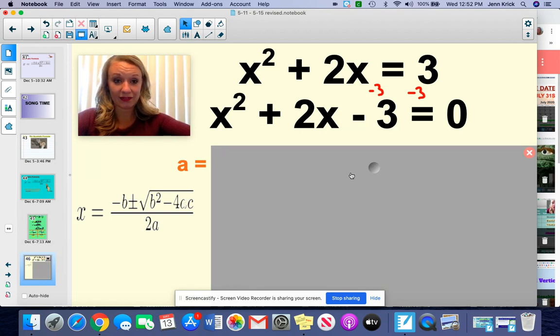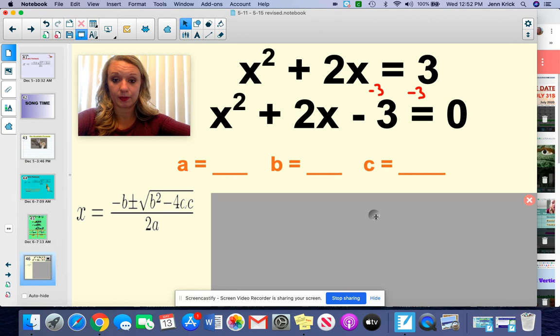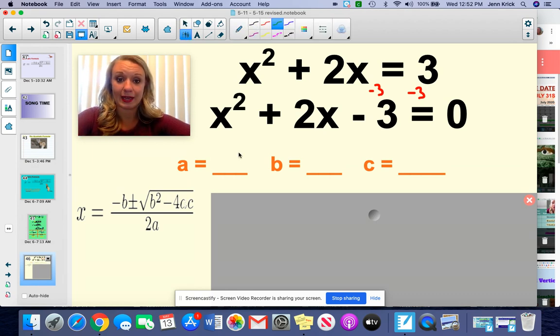Step 1, identify what A, B, and C are. I usually give myself a little format to fill in, and I know A is going to be 1, B will be 2, and C will be -3.